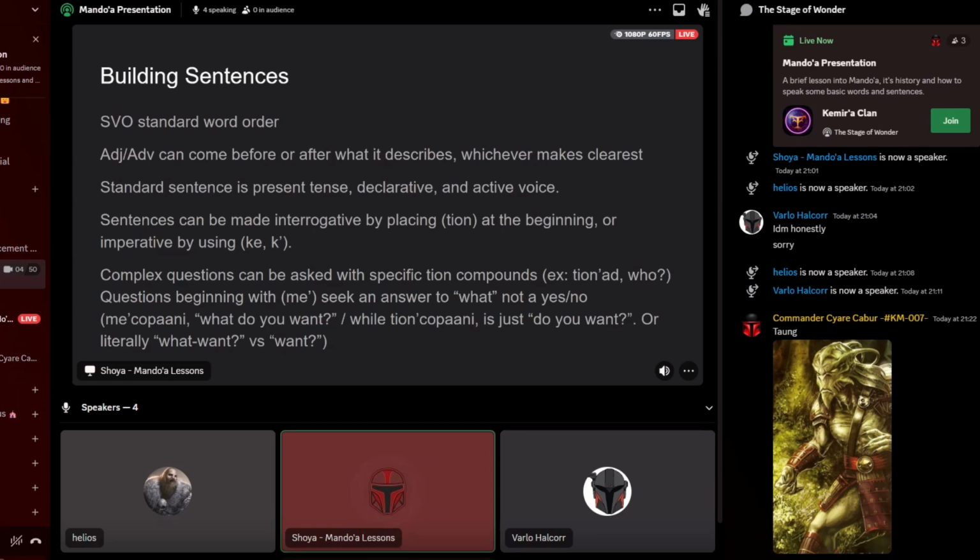Very good. I tried to make this one my lecture of everything I can cover with Mando'a to get you familiar with it in one lesson. So, to make a sentence not declarative, but interrogative, like a question, you put tion at the beginning. If you want to make an imperative, which is a command, then you add ke to the beginning, or ke with a beten if it starts with a vowel, as usual.